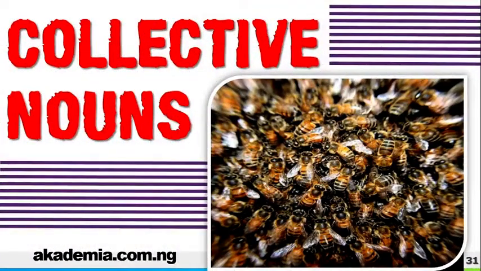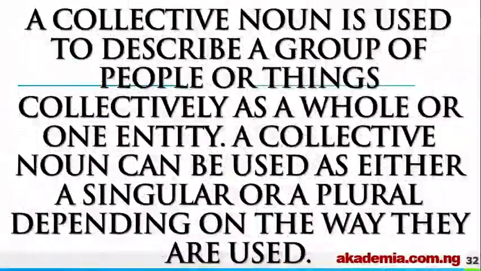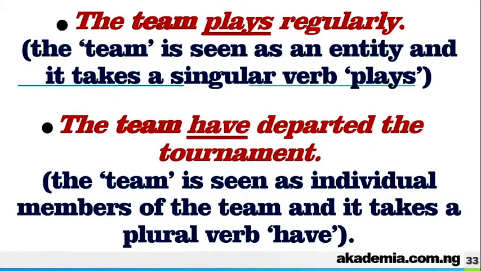Another type of nouns that we have in English is the collective nouns. Collective nouns are used to describe a group of people or things collectively as a whole or as one entity. Collective nouns can take the form of a singular entity or plural entity depending on the choice you make. For example, the team plays regularly. Team is a collective noun that comprises 11 players when we are talking about a football team, for instance. So we can say the team plays regularly.